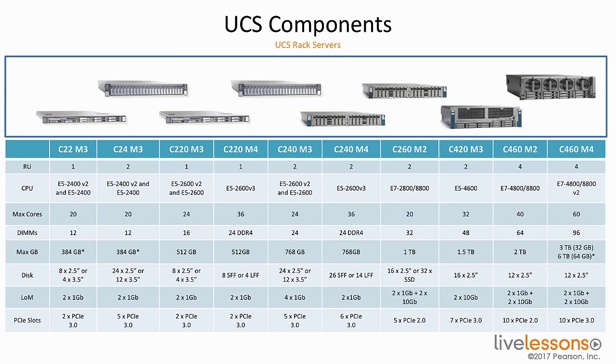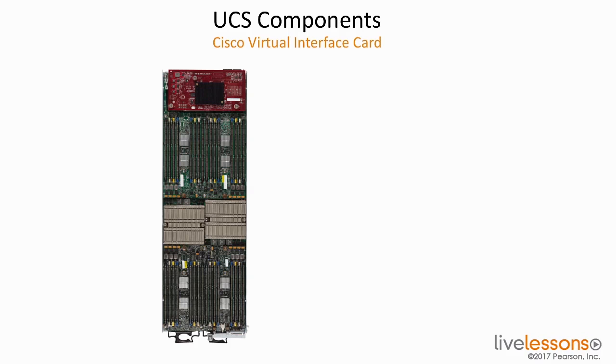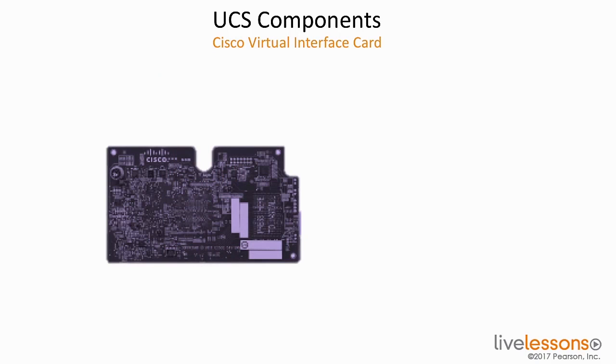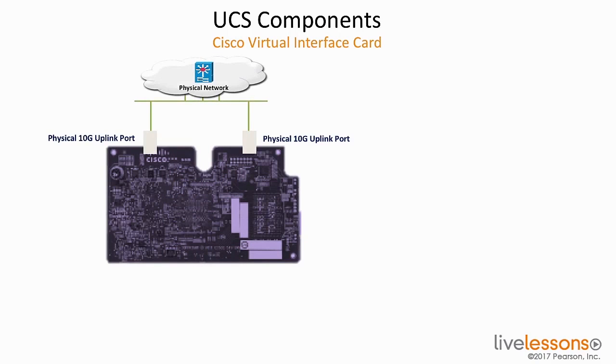But our memory expansion technology allowed you to kind of get the best of both worlds, and I believe that's still in the C260 platform. On top of that, we also had what we call a virtual interface card. And this VIC card, or virtual interface card, basically allowed you to take physical hardware that was a network interface card and virtually create additional interfaces based on your needs for that particular server.